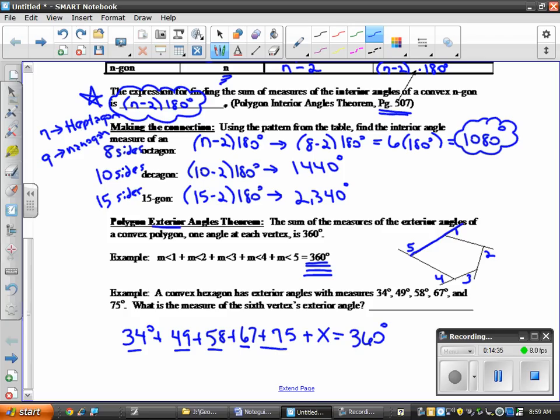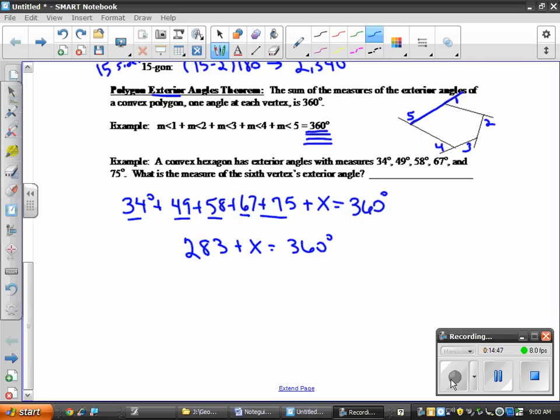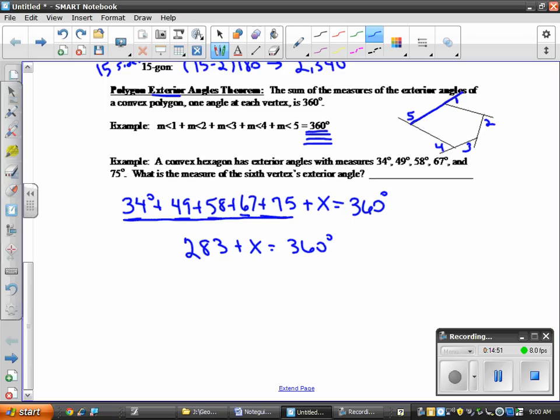And then you know what? You solve it from there. And this is just a linear algebra problem, very nice and straightforward. We want to add 34, 49, 58, 67, 75. Okay, so when we add those angles together, we get 283 degrees. All of this right here gives me 283 degrees plus x equals 360.